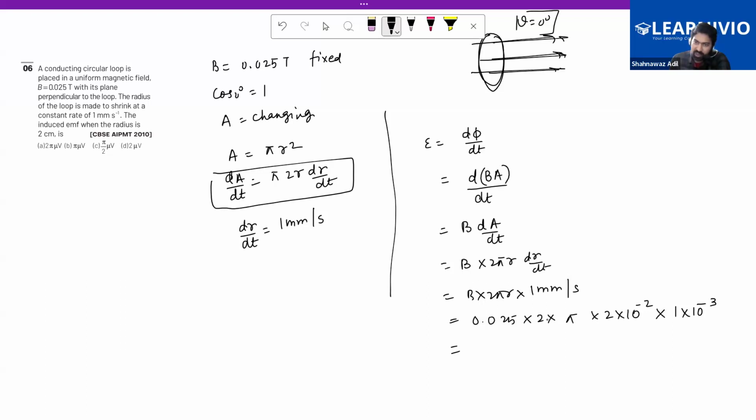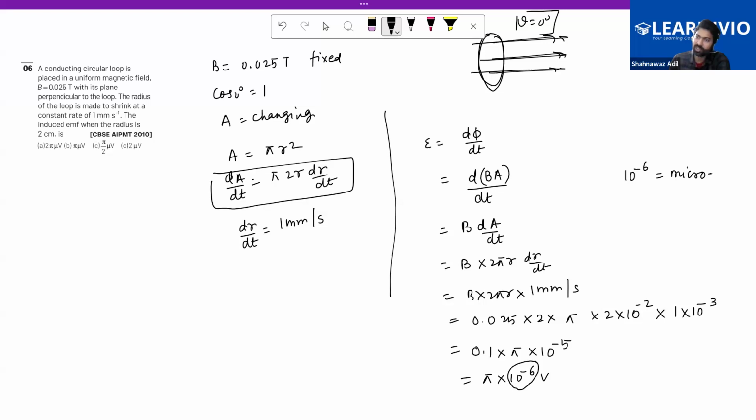So this is 2 and 2, 4, and 4 into 25 is 100. So this would be 0.1, and then pi, and then this is 10 to the power minus 5. So we can take this 1 0 in this one, and this is pi into 10 to the power minus 6 volt. And what is 10 to the power minus 6, guys? 10 to the power minus 6 is micro.